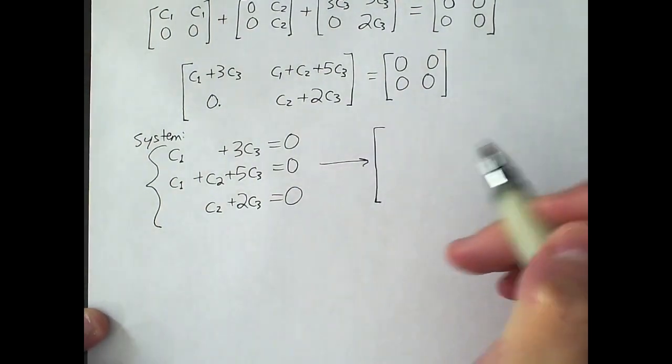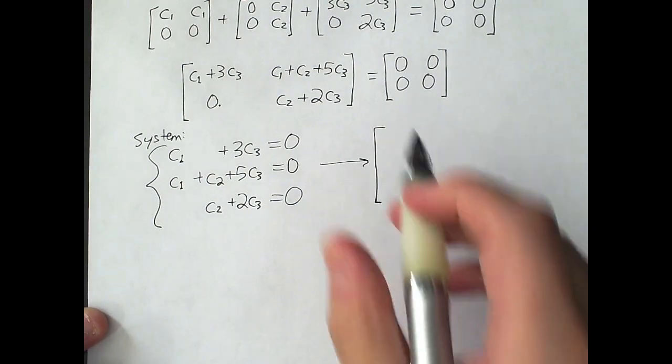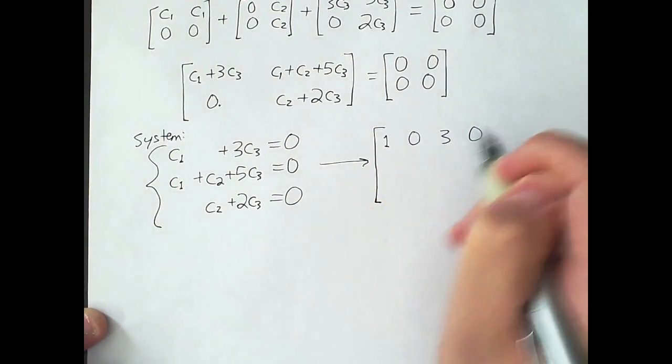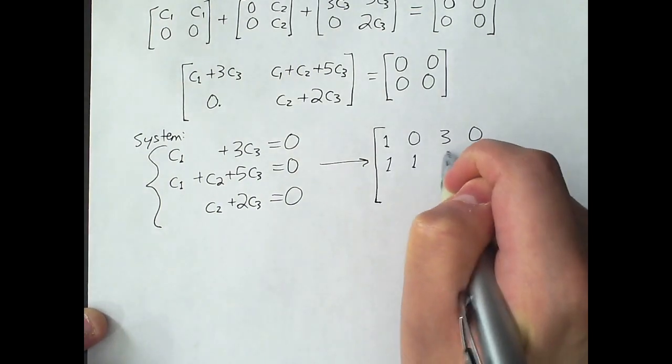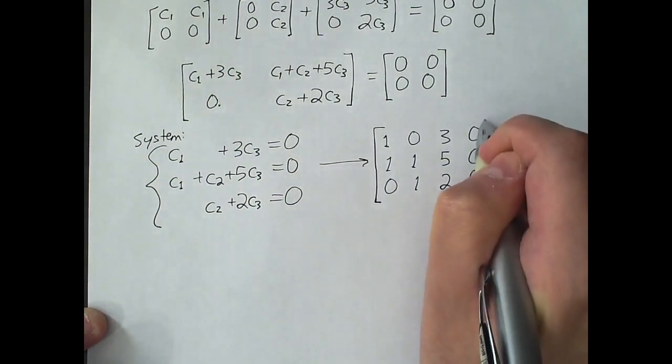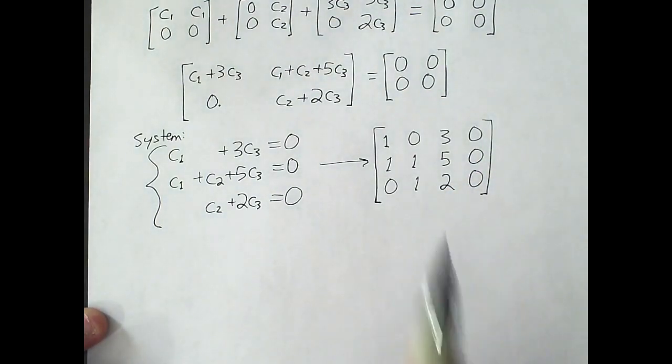So let's do it. C1, C2, and C3 are the unknowns. We take the coefficients and turn this into an augmented matrix: 1, 1, 5, 0, 0, 1, 2, 0. That's the augmented system. We can do row reduction, and we'll be able to solve and find out what C1, C2, and C3 are.